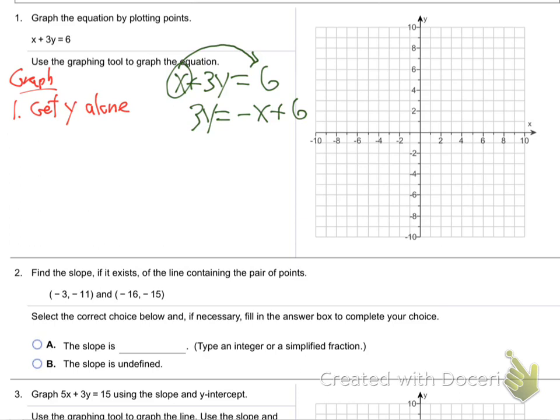Last step to get y alone, divide through by 3. Boom. And so we get y is minus 1/3 x plus 2. That's good. 6 over 3 is just 2. When I have a fraction, I just put the minuses on the top. It's just easier. You can put it top or bottom. It's the same thing. I just put it at the top. I think it's easier. Okay, so I got y alone. Step 1, get y alone.